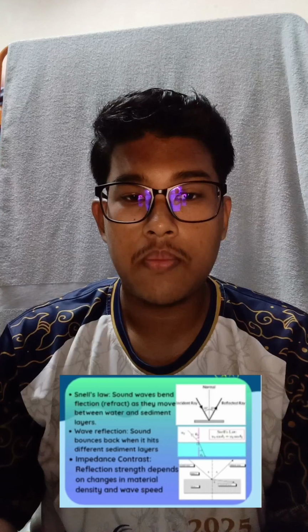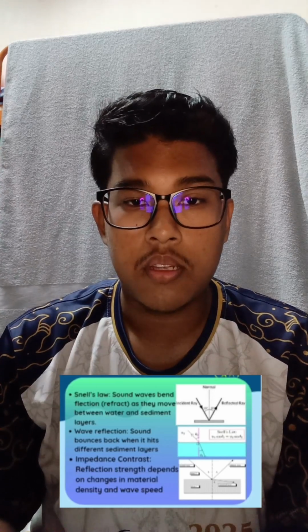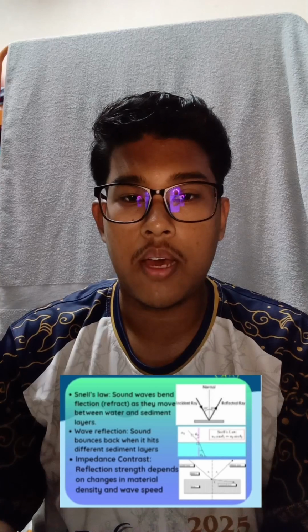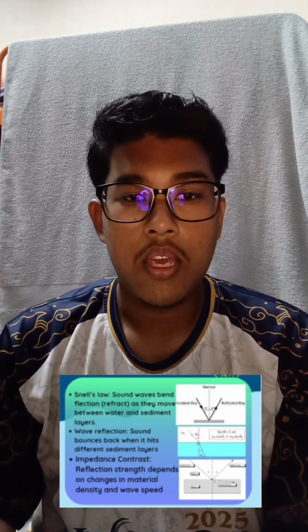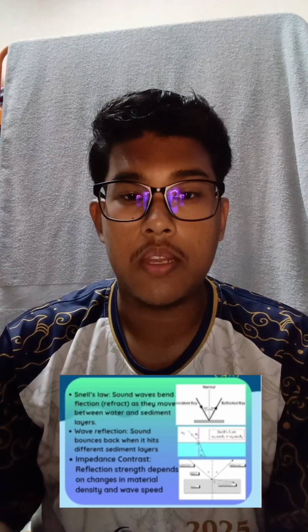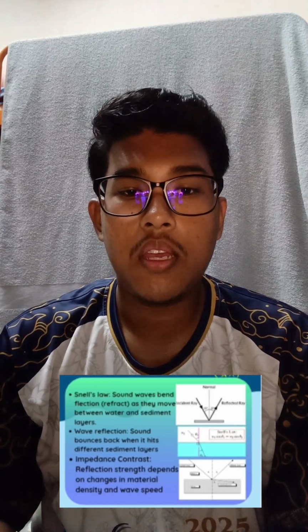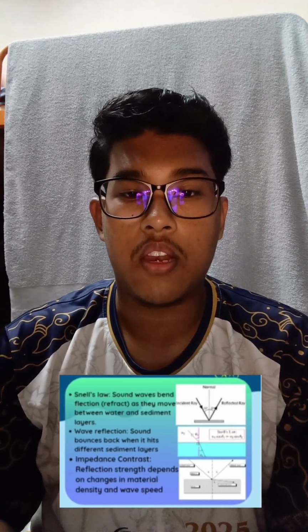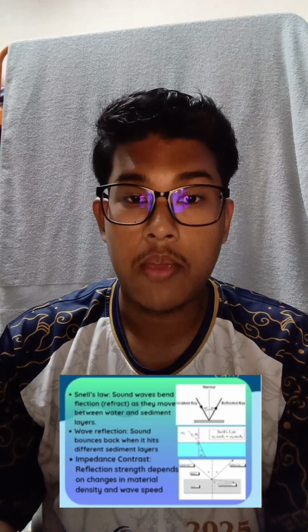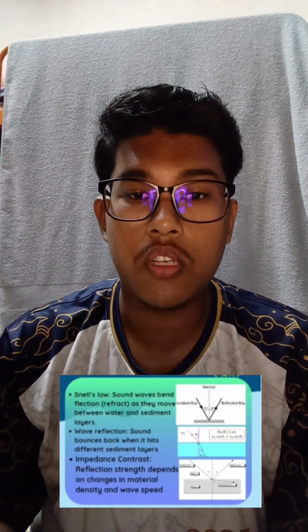Lastly, there's something called impedance contrast. This means that the strength of the reflected sound depends on how big the difference is between the two materials' density and wave speed. In short, by studying how sound is reflected, we can figure out the structure and type of sediment beneath the ocean floor.